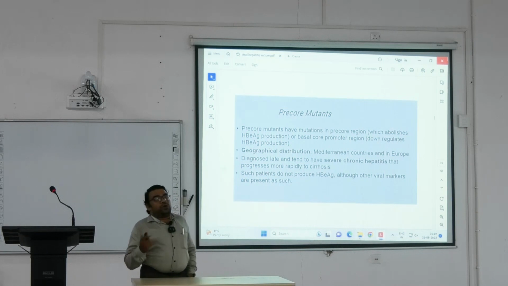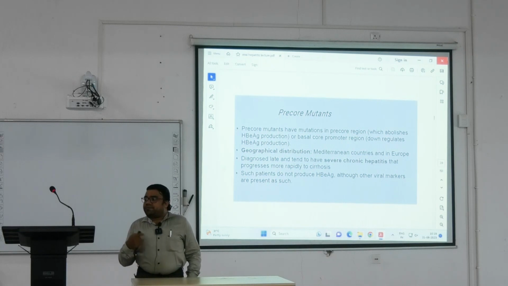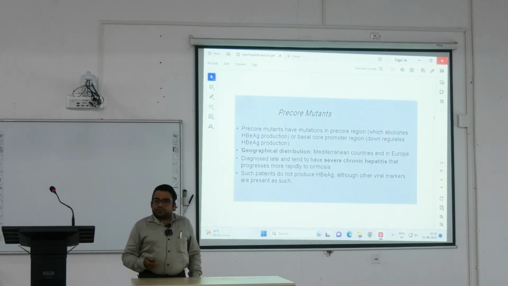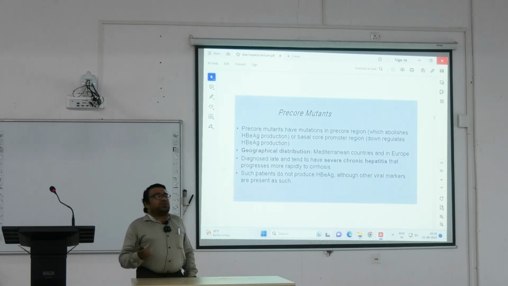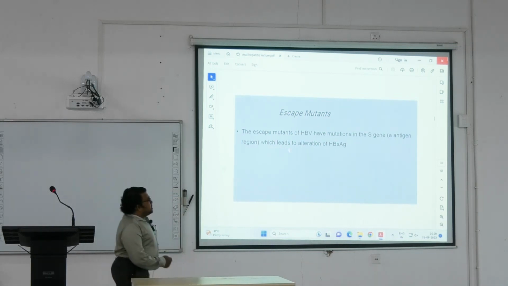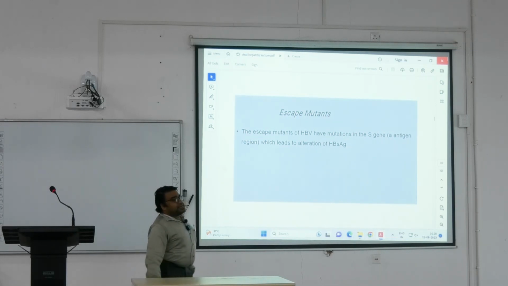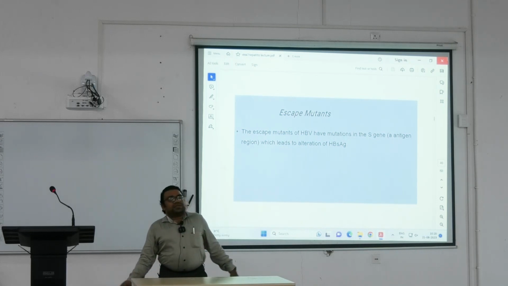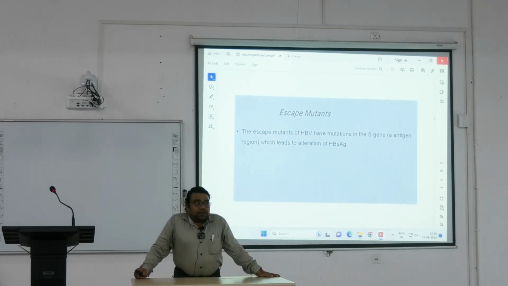Why? Because I have already told you, presence of hepatitis B E antigen indicates active replication of the virus within the patient. If this antigen is not detected, then we cannot actually determine whether the virus is replicating by serological markers. For that, we need to go for exact estimation of the virus by other methods. Now, escape mutants have mutation in the S gene. This leads to alteration of the hepatitis B surface antigen. If the surface antigen is altered, then vaccination might not be effective in these cases.